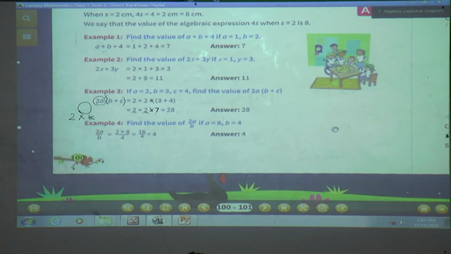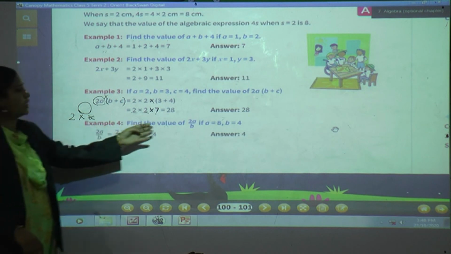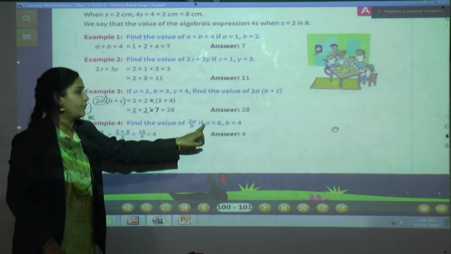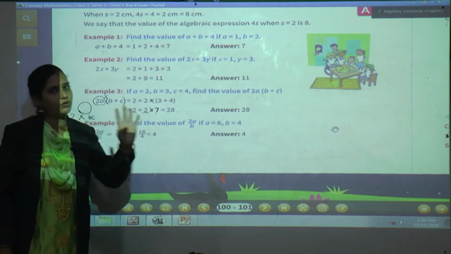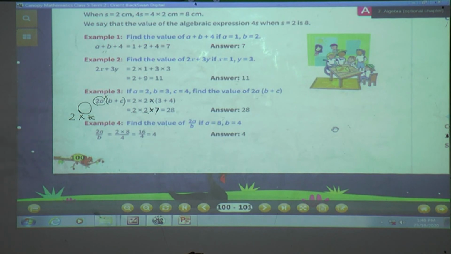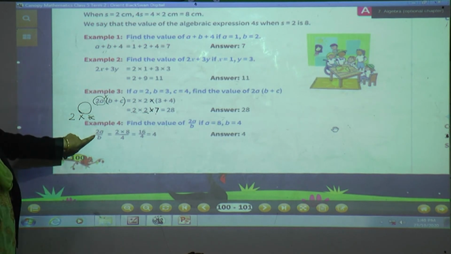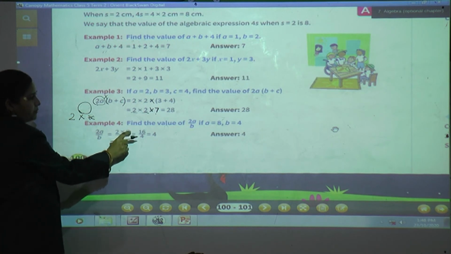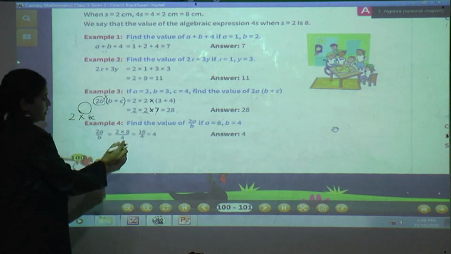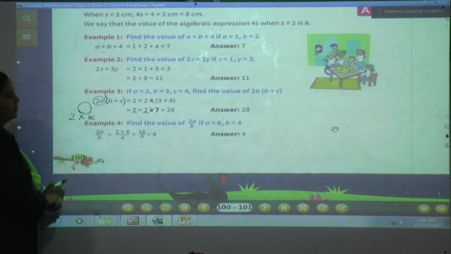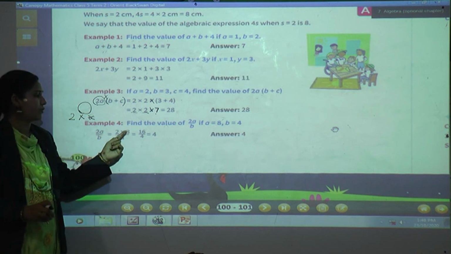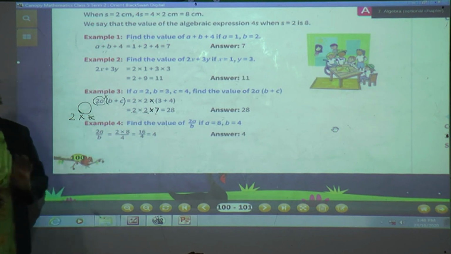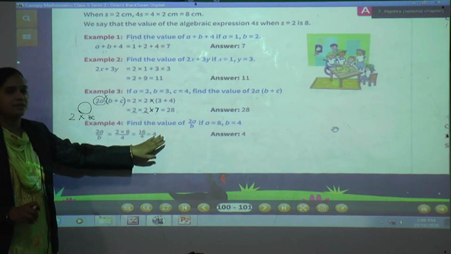Now the last example here, find the value of 2a upon b. Here is a division. Okay, if a is equal to 8 and b is equal to 4. So just put the value in the expression. First write 2a upon b is equal to, here 2 multiplied by 8 because a is equal to 8, and here divided by 4. So multiplication of 8 and 2 is 16, divided by 4. So when we divide 16 by 4, the answer is 4.